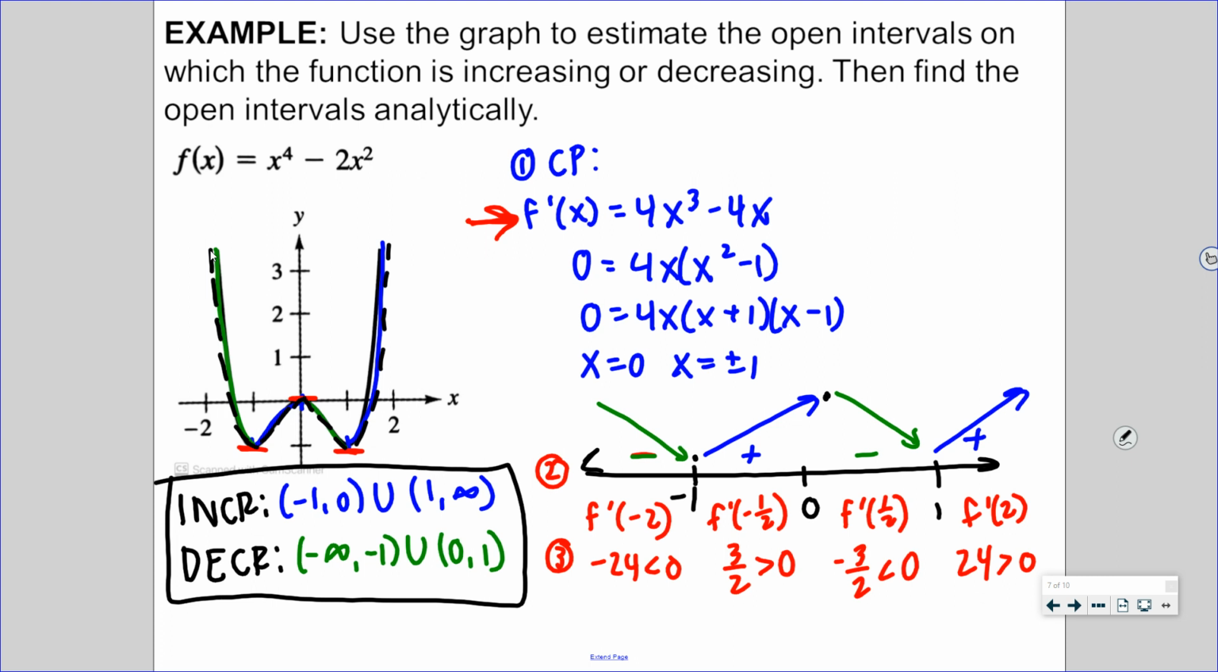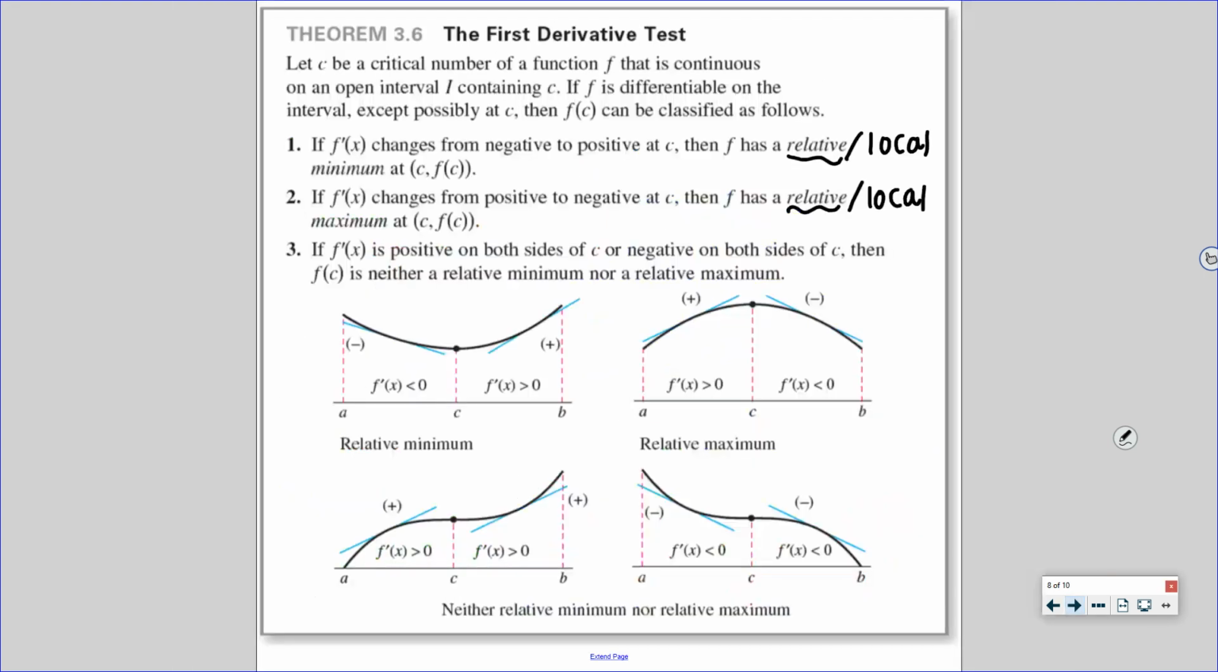Okay, so now we're basically going to do the same thing, but apply relative extrema. So where are like maxes and mins? So basically we're going to do the same steps. We're going to find the critical points. We're going to create a sign chart, test the intervals and our derivative.